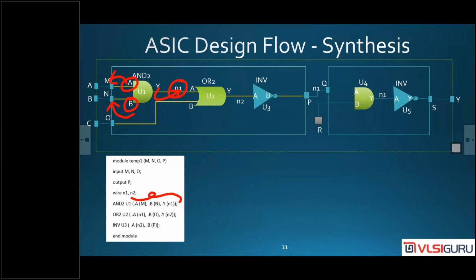Net means it's a wire, a piece of wire, but we call it a net. So Y is connecting to net N1. Done. Description of the first gate is done.